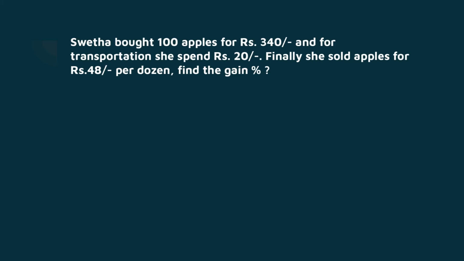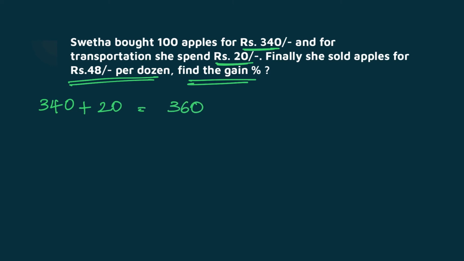Shweta bought 100 apples for 340 rupees, and for transportation she spent 20 rupees, and finally she sold it for 48 rupees per dozen. Now we have to find the gain percentage. So Shweta bought 100 apples for 340 rupees, and the transportation charge is 20 rupees, which means she totally spent 360 rupees for 100 apples. So the cost of 1 apple is 3.6 rupees.